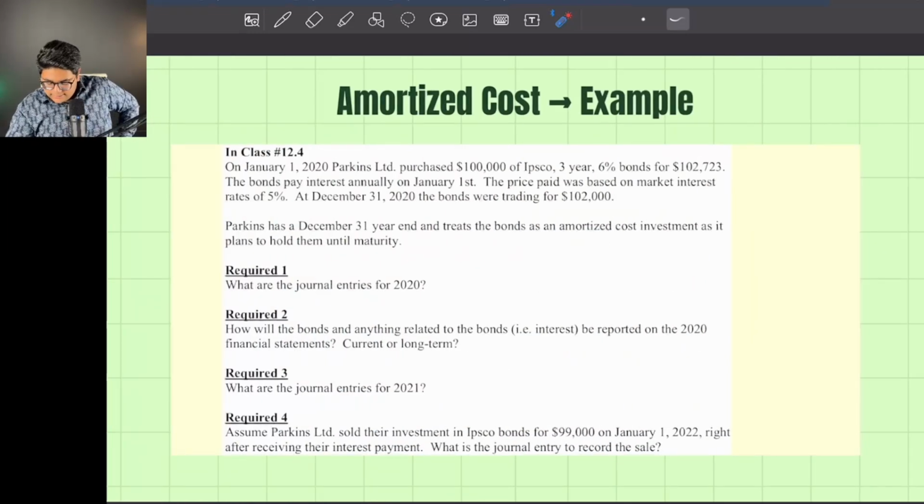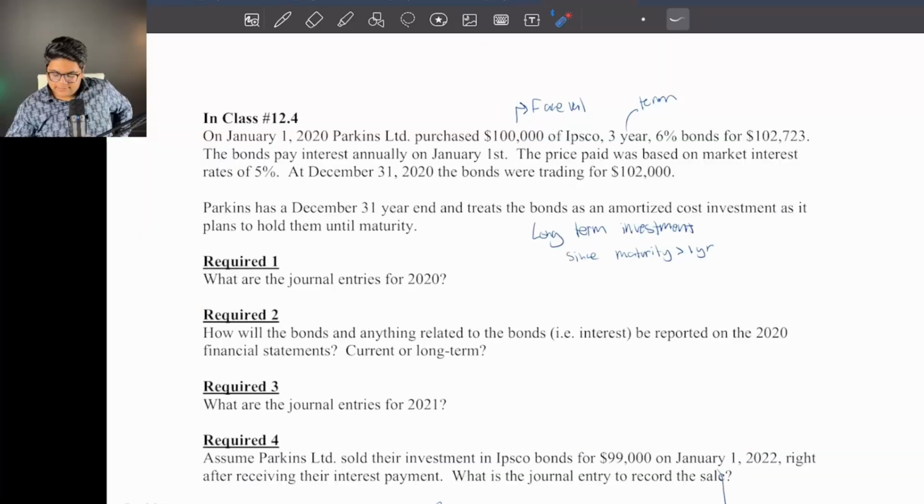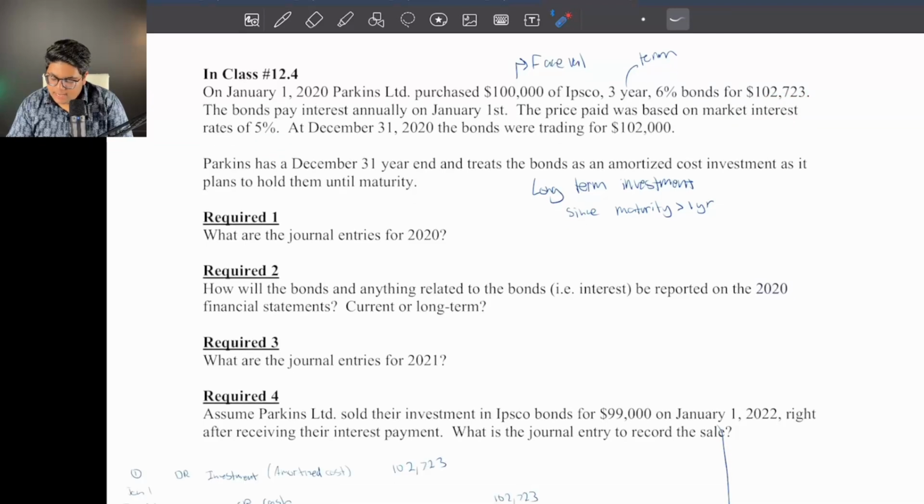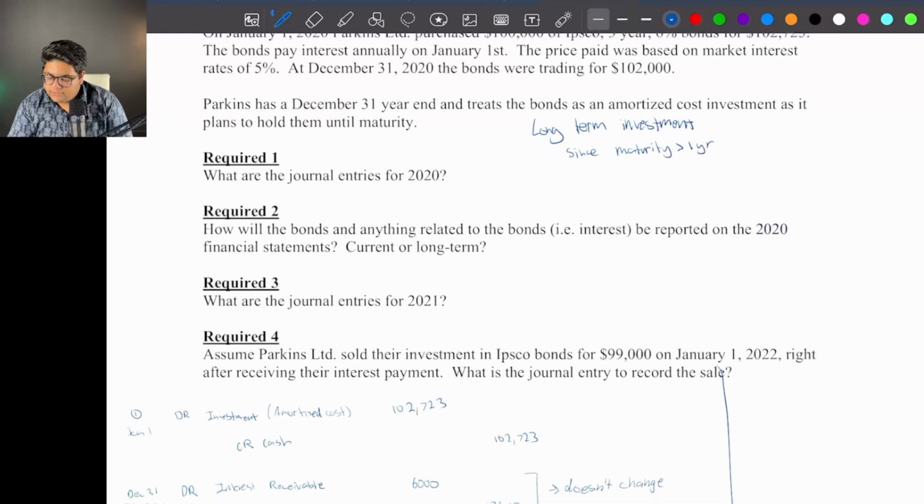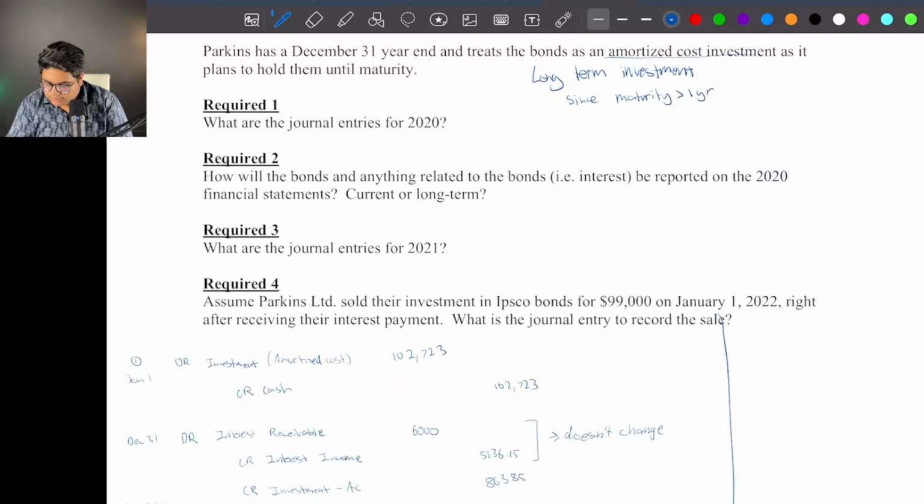So, amortized cost example, in class 12.4, where basically we purchased $100,000 worth of a specific bond, and this is the term, this is the interest rate of the bond, and this is the face value. The market interest rate is 5%, which means we bought it at a premium, and at December 31st, 2020, the bonds were trading for $102,000. We purchased this a year before on January 1st, 2020. We have a December 31st year end, and we treat the bonds as an amortized cost investment. So this is a long-term investment since maturity is greater than 1 year.